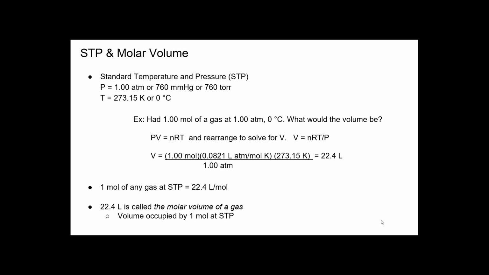So an example is if you had 1 mole of a gas at 1 atm at 0 degrees Celsius, what would the volume be? When you plug all these in with the gas constant, it comes out to 22.4. This is our molar volume for a gas, and that's what it's called here. It's 22.4 liters per mole. That is, 1 mole of any gas at STP will equal 22.4 liters. What this basically means is that 1 mole occupies this volume, 22.4 liters, and we're going to end up using that today.